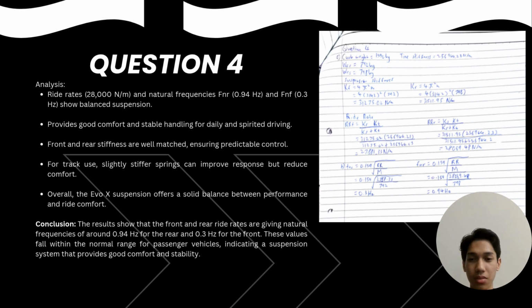In conclusion, the results show that the front and rear ride rates are giving natural frequencies of around 0.94 Hz for the rear and 0.3 Hz for the front. These values fall within the normal range for passenger vehicles, indicating a suspension system that provides good comfort and stability.